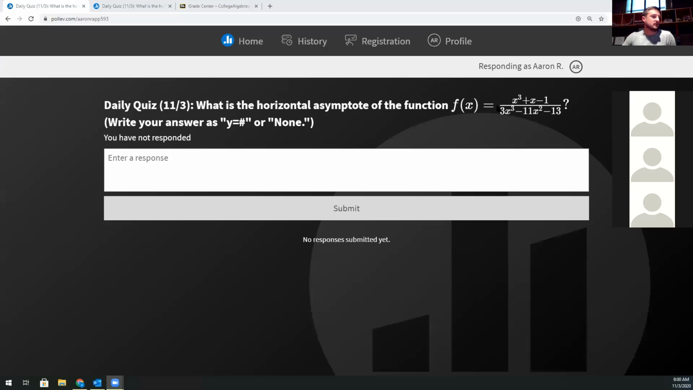So what is the horizontal asymptote? I had to clear responses. Now, what is the horizontal asymptote of that rational function? Let me share it to screen. It is x cubed plus x minus 1 all over 3x cubed minus 11x squared minus 13. Looking for the horizontal asymptote.